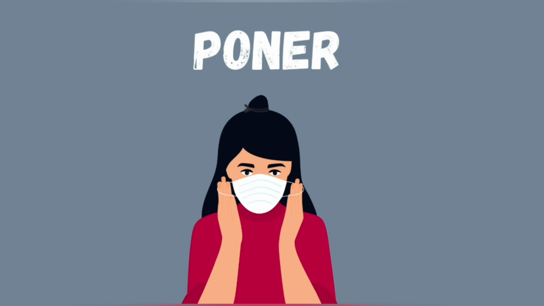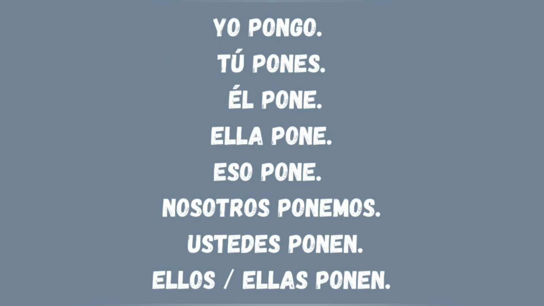Now the next verb we have is put. Okay, that means poner. Poner in Spanish, okay? And this is the way we're going to conjugate this verb in Spanish. Yo pongo. Tú pones. Él pone. Ella pone. Eso pone. Nosotros ponemos. Ustedes ponen. Ellos o ellas ponen.